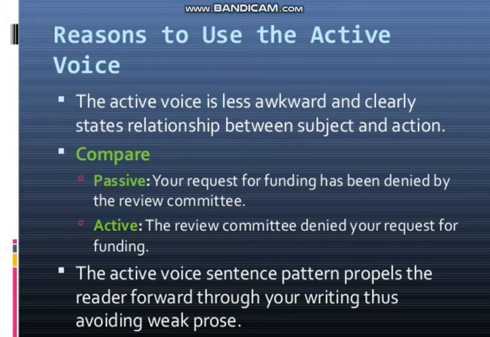The active voice pattern pulls the reader forward through your writing, thus avoiding weak prose. As you know, we have a simple basic structure of a sentence, that is subject, verb and object. This is the basic structure of a sentence: subject plus verb plus object. So in active voice this structure is followed. That's why they say that it's easily understandable to the readers.